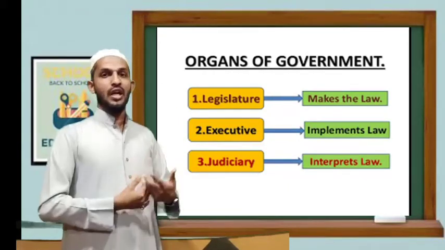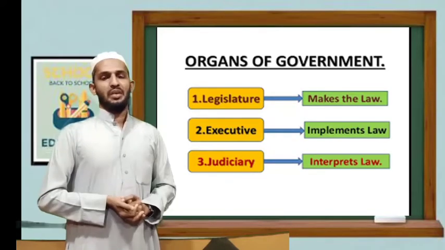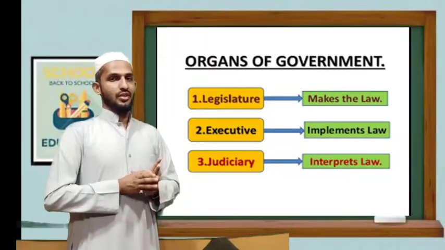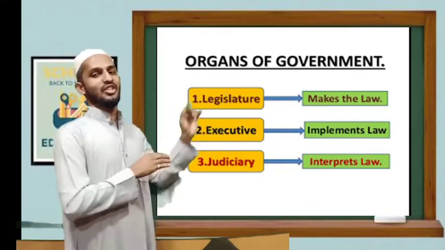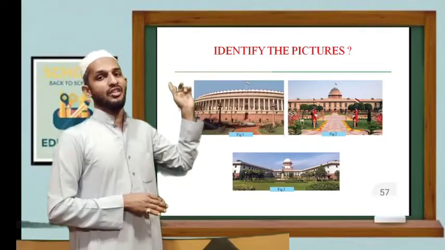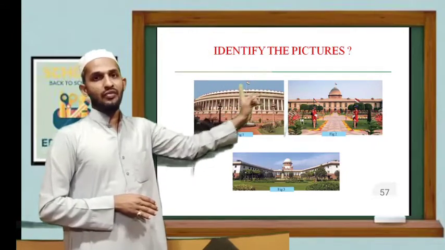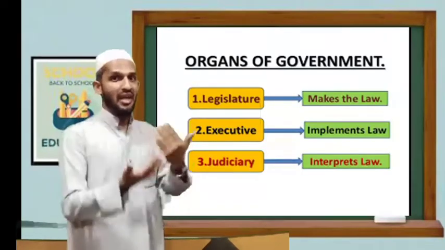Our government has three organs mainly. First one is legislature, second one is executive, third one is judiciary. That is what the three pictures in the previous slide mention. So the Parliament represents the legislature, the Rashtrapati Bhavan represents the executive and the Supreme Court represents the judiciary.